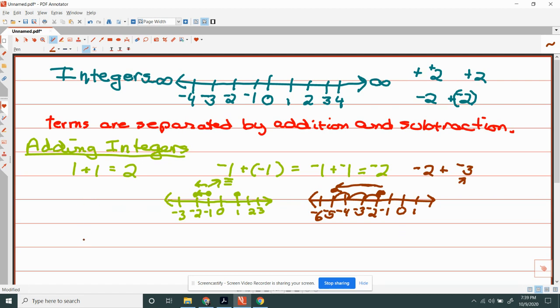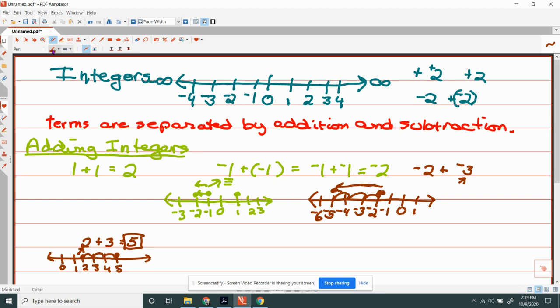What if I said, what is 2 plus 3? Well, you would say 5. Sounds easy, right? Well, what's that look like on the number line? Let's put 0 down here. 1, 2, 3, 4, 5. If I start out with 2 and I add 1, 2, 3 more, I end up at positive 5.